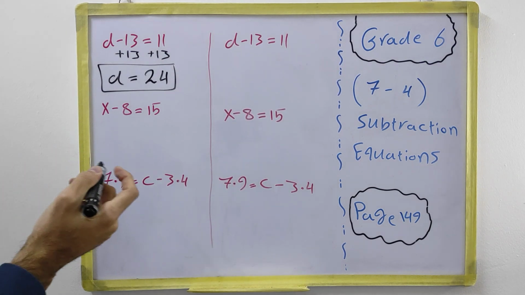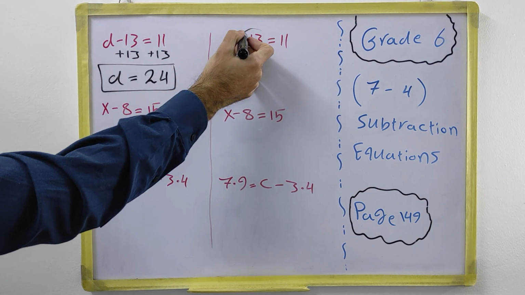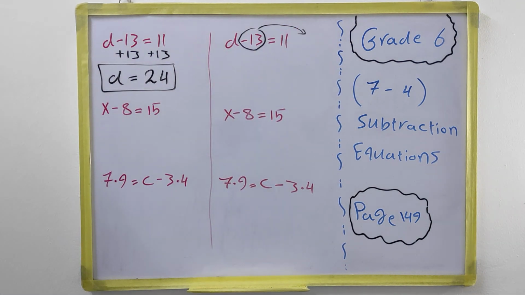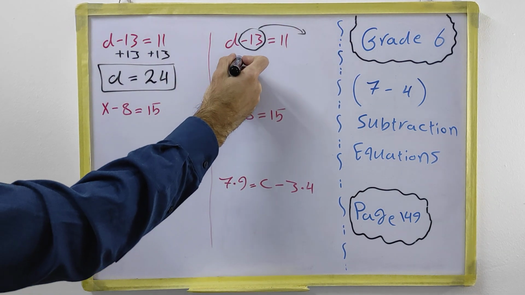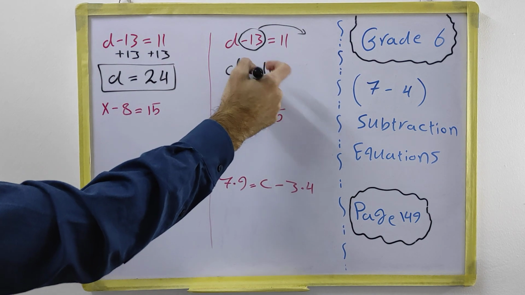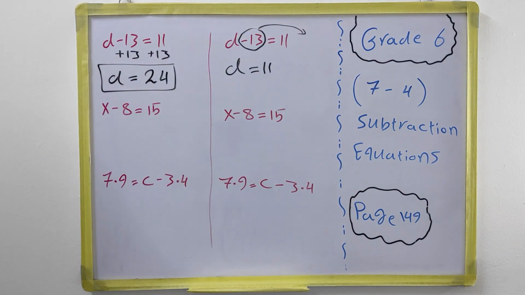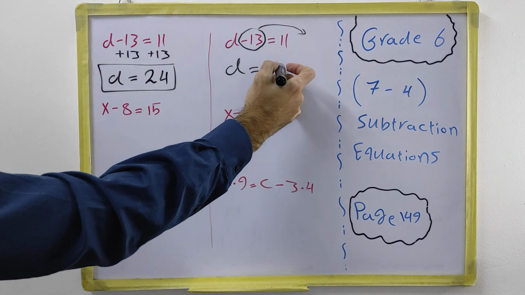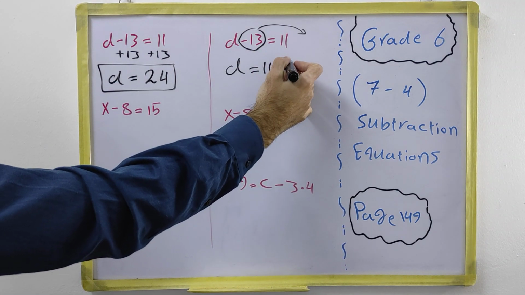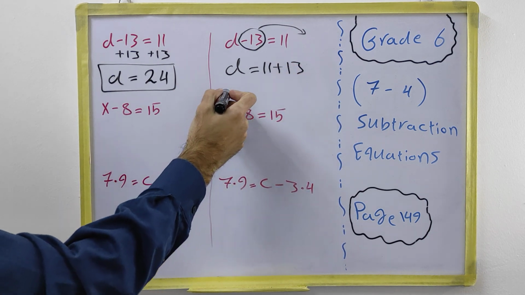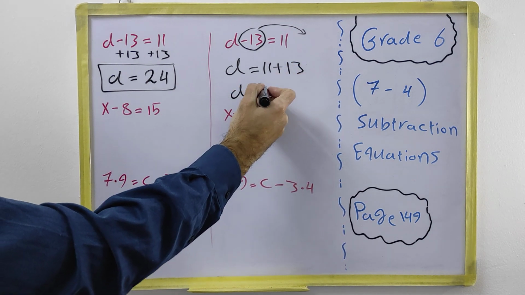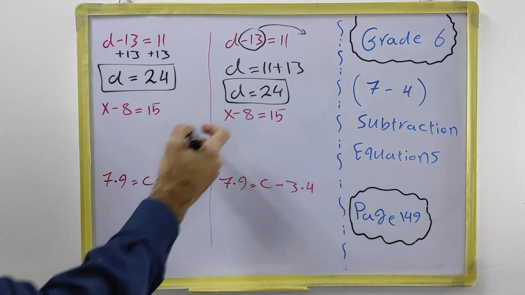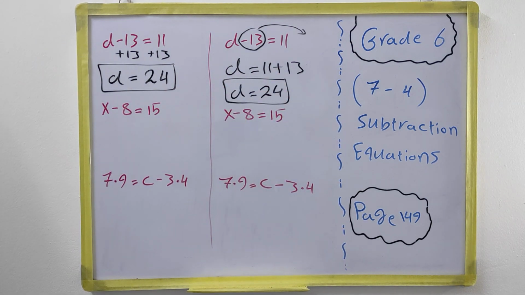Yes, it is the correct answer. Or by the other way that we did, minus 13, if we move it to the other side, we can do d equals 11. We said whenever you move to the other side of the equal, you will change the sign. If it's minus 13, you will make it plus 13. d equals 24. The same result always.